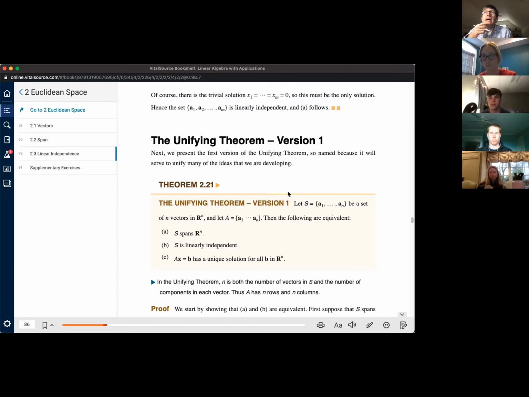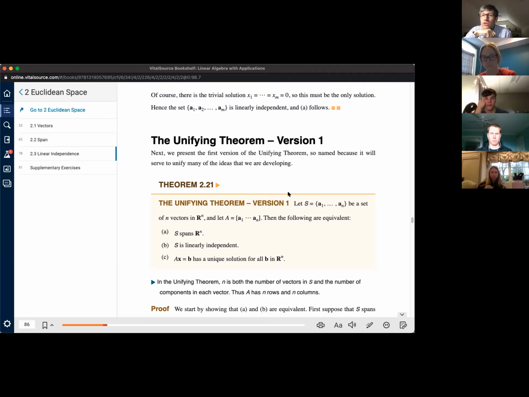This unifying theorem says, let S be this collection of vectors, A1 through AN. And notice that the vectors are in Rn. And then you take those vectors and place them as the columns of a matrix A, okay? It says the following are equivalent. Equivalent means that they're interchangeable, that they carry exactly the same information, that if one of those statements is true, then they're all true. And if one of the statements is false, then they're all false, right? They're interchangeable. They carry the same information.